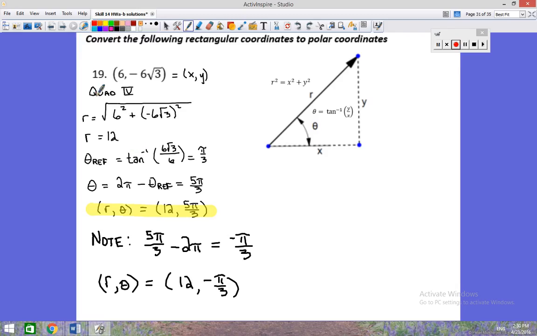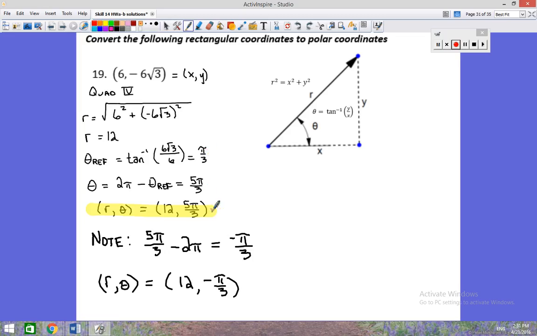Now, here I am in quadrant 4, but I'm going to work with the reference angle first. I'm just going to ignore this negative sign. 6 radical 3 divided by 6, the 6s cancel. The inverse tangent of radical 3. Hey, I can use my unit circle. I didn't even have to use the calculator, and I have 60 degrees, or pi over 3. But remember, I want this theta to be in quadrant 4, so if you're in quadrant 4, it's 2 pi minus that reference angle. 2 pi minus pi over 3 is 5 pi over 3, and that's my answer.